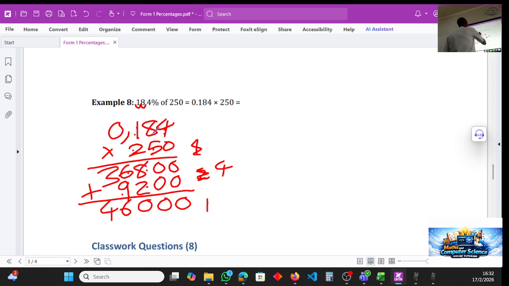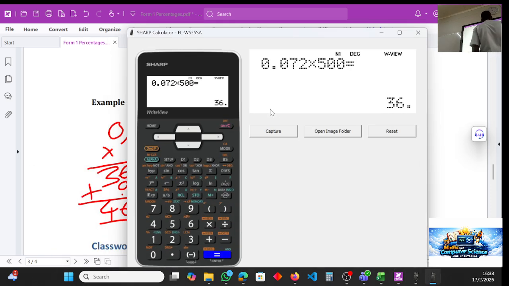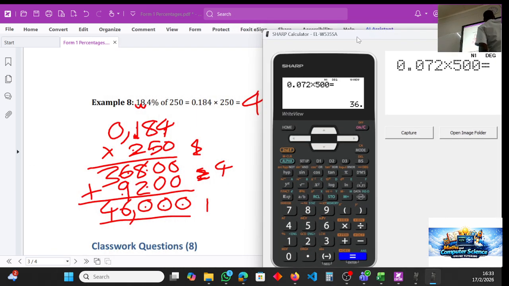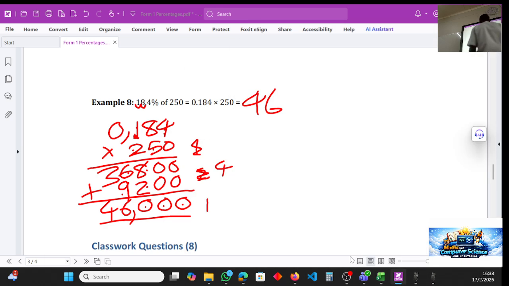But I've got 3 numbers after the comma, so I also need to count 1, 2, 3, then I put my comma. So in essence, this result should be 46. So let's verify with the calculator: 0.184 multiplied by 250. Looks like we are correct because it's giving us the 46 that we got.